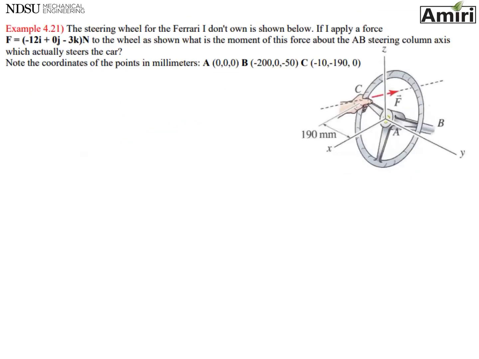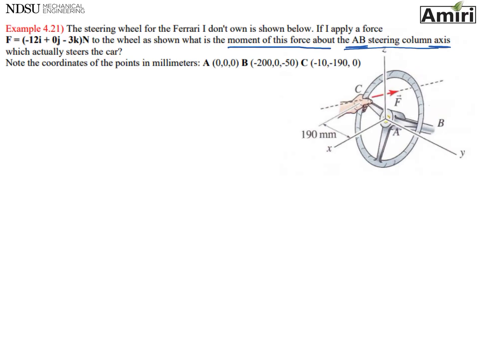Okay, let's look at the next problem. So the next problem says the steering wheel of the Ferrari I don't own, which is true, is shown below. If I apply a force F of this much to the wheel as shown, what is the moment of this force about the AB steering wheel column axis? So moment of this force about this axis.